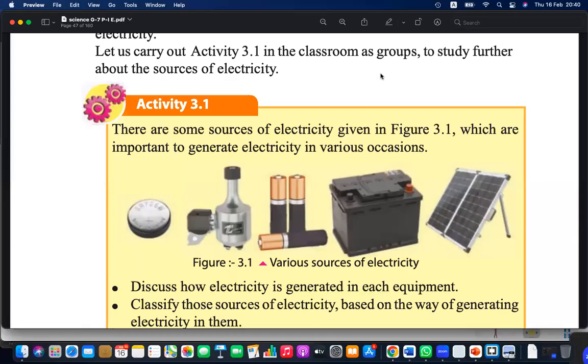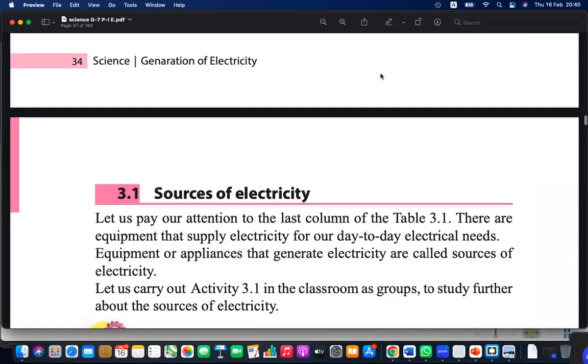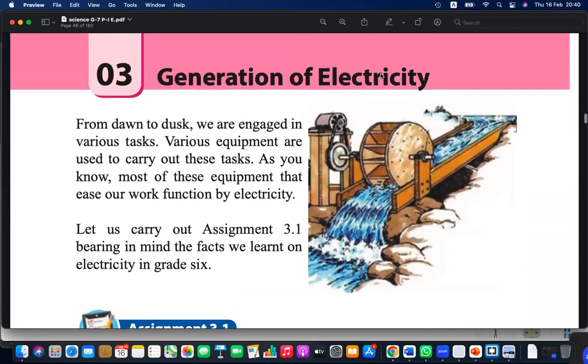Okay, good evening today. So we have started our new lesson, electricity and how to generate electricity, right? That is our new lesson. This is after the static electricity that we have done last week. If you missed the lesson, you can watch the video there.